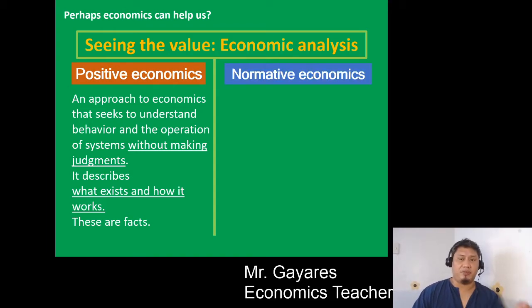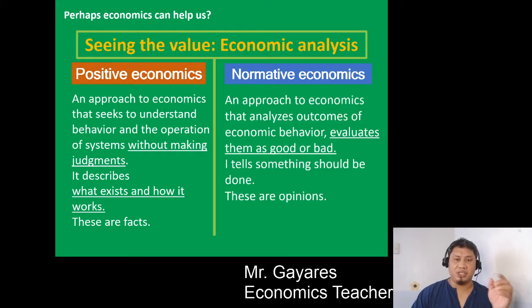Number two is normative economics. Normative economics actually came from the word norm. When you say norm, that is the standard, that is the basis of something. And thus, if you are not conforming to the norm, you are abnormal. Now, in economics, how do we use normative statements? If positive economics is all about numbers, about proving something without making judgment, normative is the opposite of positive economics.